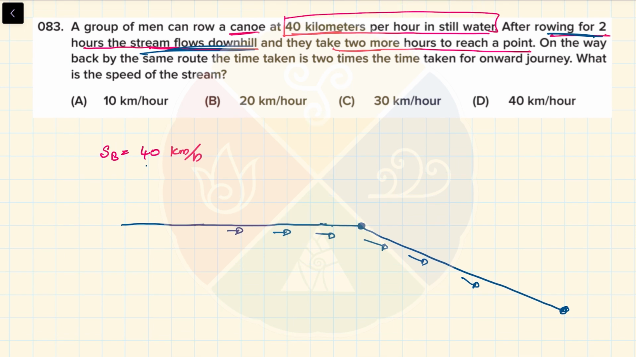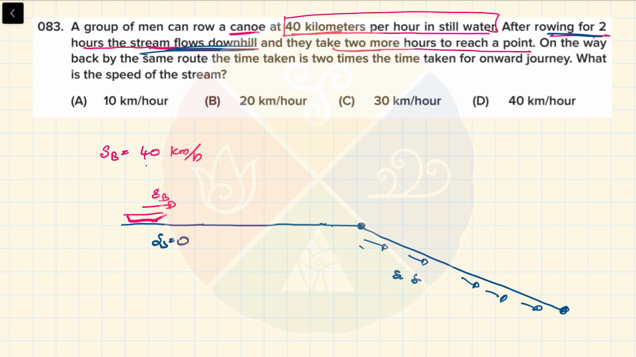After rowing for 2 hours, the stream flows downhill means only in this part the stream is flowing downhill. In the straight part, it is actually still water. So here the stream speed is going to be zero. Stream is not moving. Here the stream speed is something, let's call it Ss, speed of the stream. If the boat is going here, the boat only has one speed, that is the speed of the boat, and there is nothing to influence here.